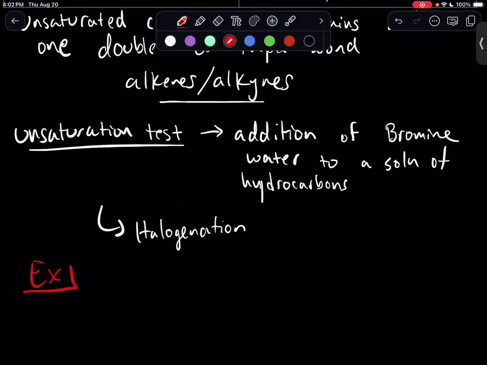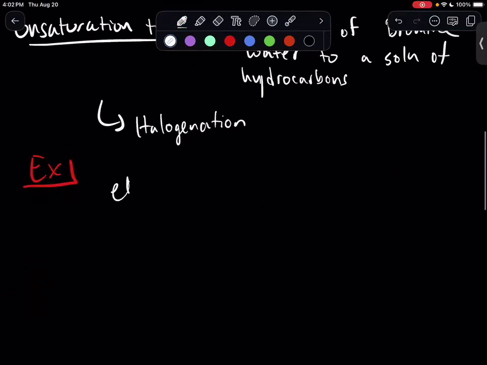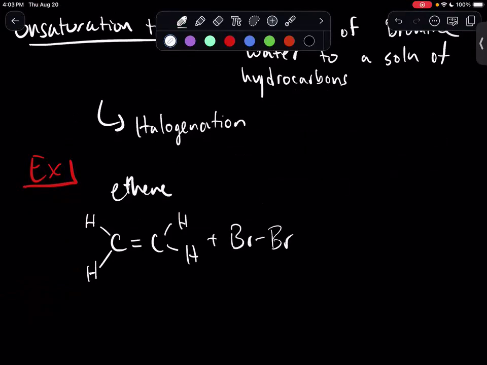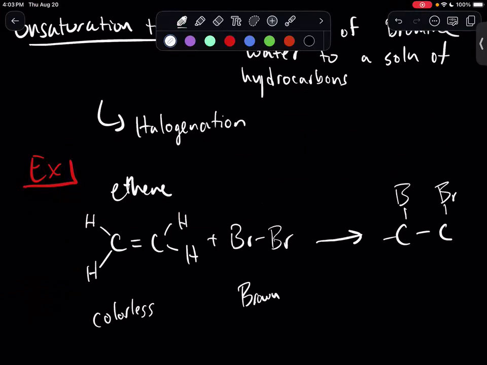We can see it in example if we're taking something like ethene, C double bond C with two hydrogens, plus bromine. Now, ethene is colorless, bromine is brown, and through electrophilic addition, what's going to happen is we'll break that double bond and end up with 1,2-dibromoethane. Now, 1,2-dibromoethane is also colorless. So that allows us to see if something's saturated or not.